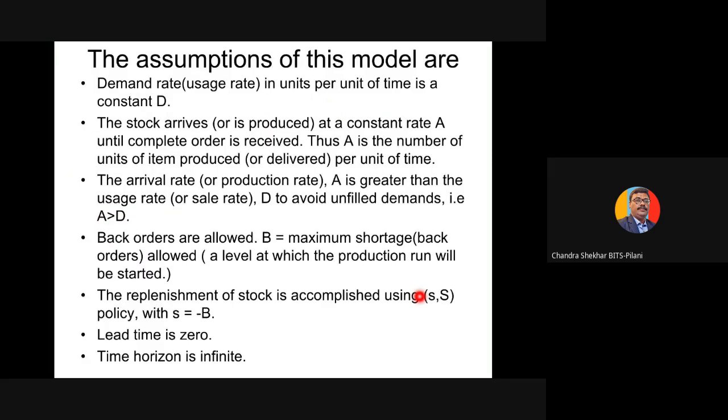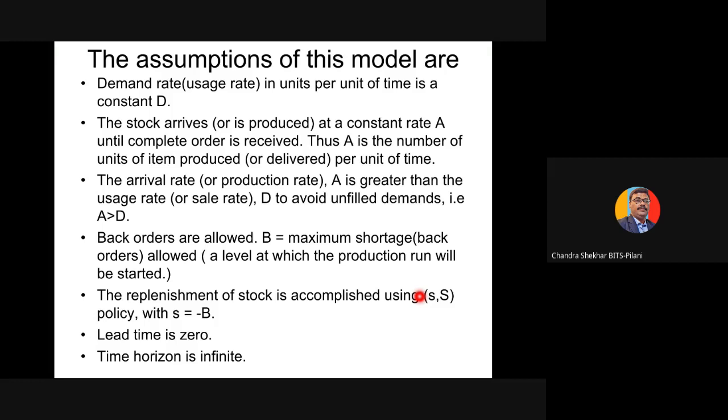So here we have the following assumptions for this model. As I have explained from the title, the demand rate, the usage rate in units per unit time, is constant D. Means here we have a constant demand. We have considered the production model, so stock arrives or is produced at a constant rate A until the complete order is received. Always we have a finite capacity in the inventory. We cannot continuously produce. Always we have a constraint, and up to that maximum constraint we maintain the production system.